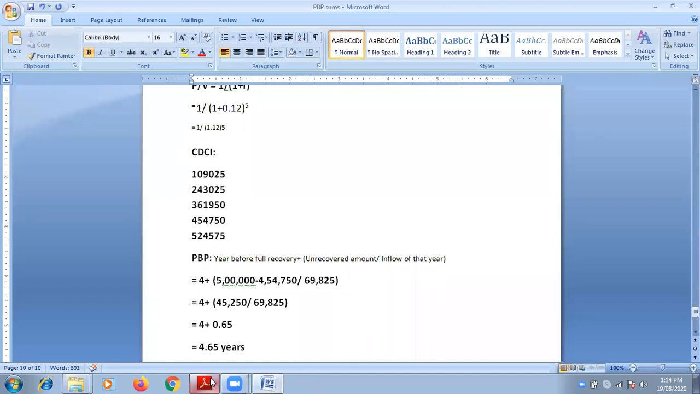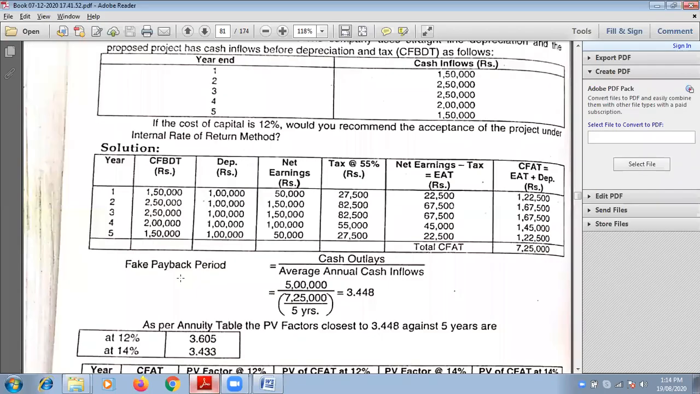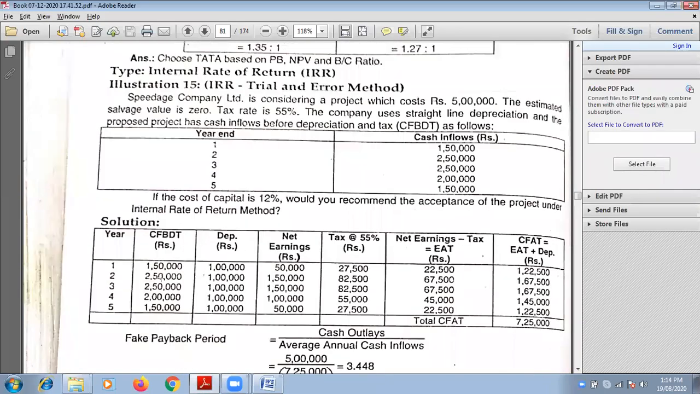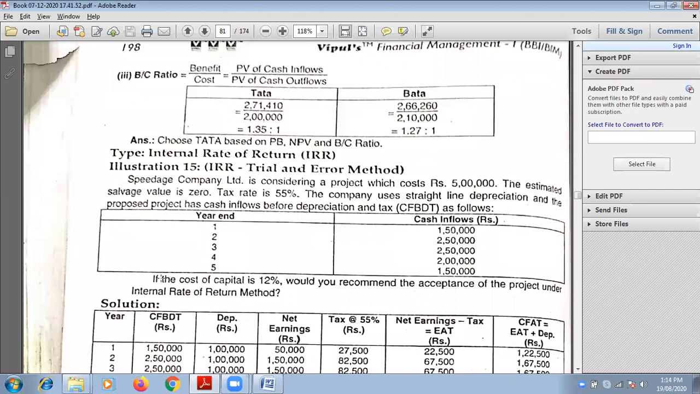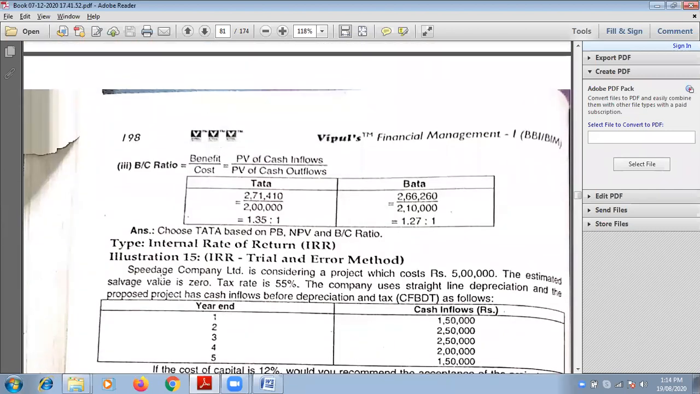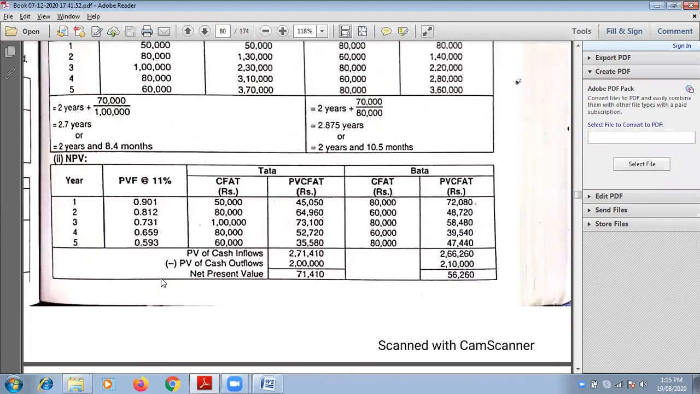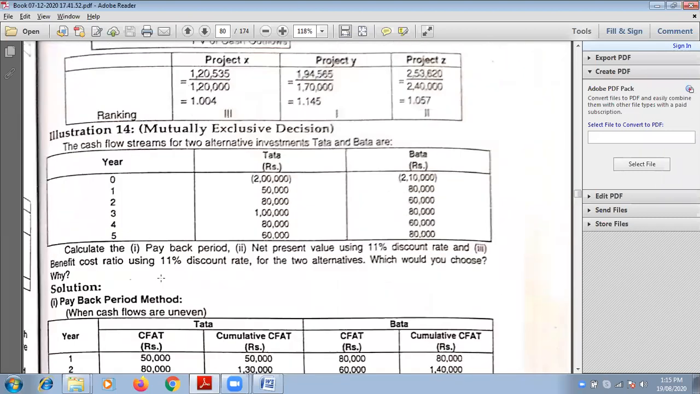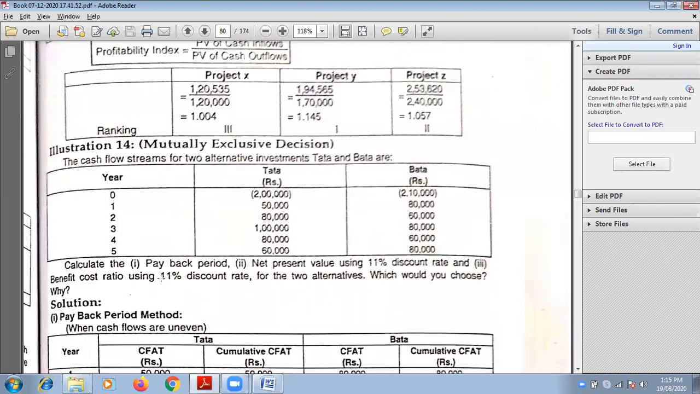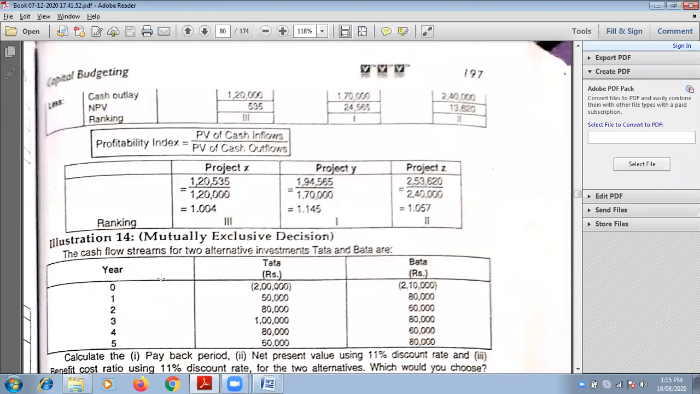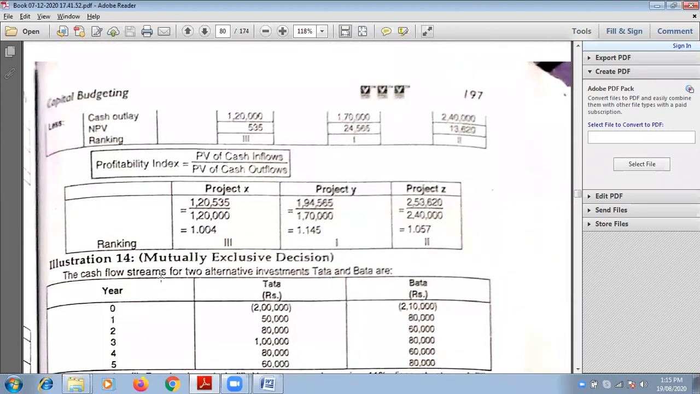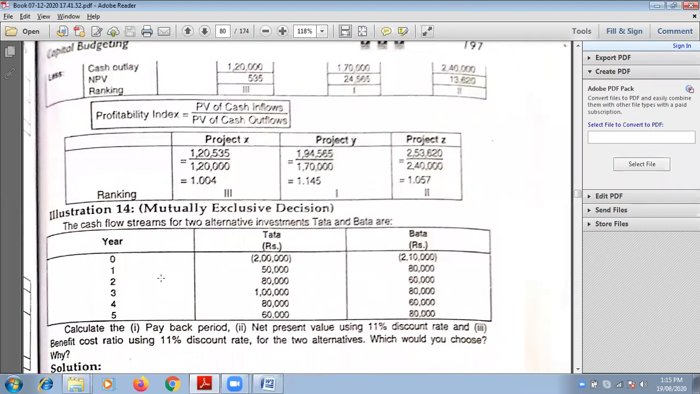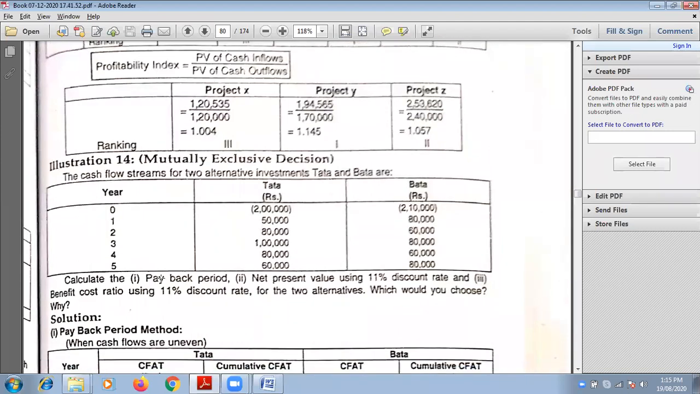Now I would like to share one thing with you that I had thought of before starting the lecture. 14th December, 14th. Yes, this 14th question. Which page number is this? 197. Please note down somewhere. Page number 197, Sum number 4, Illustration number 14. I will read out to you.